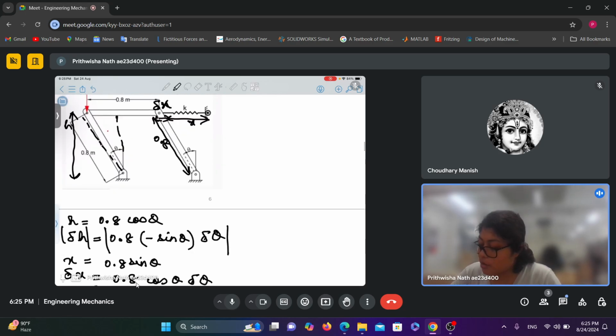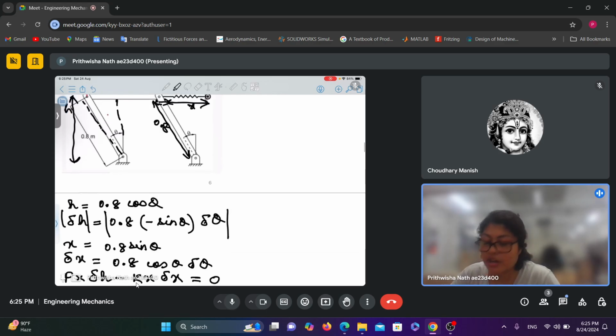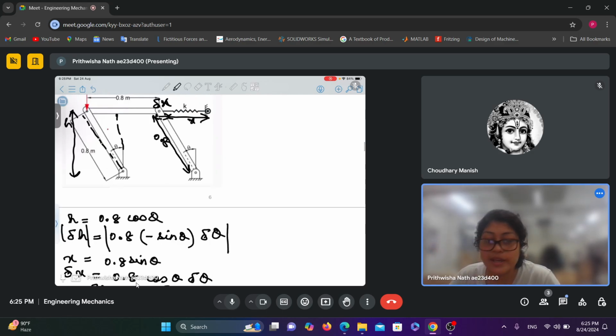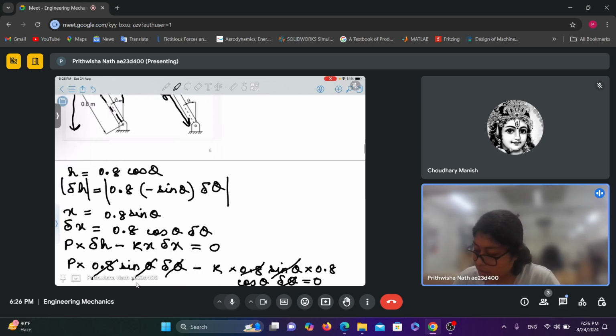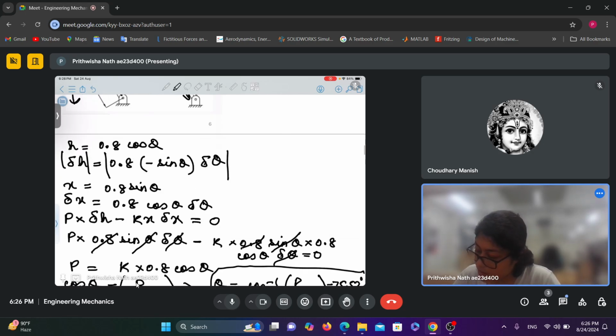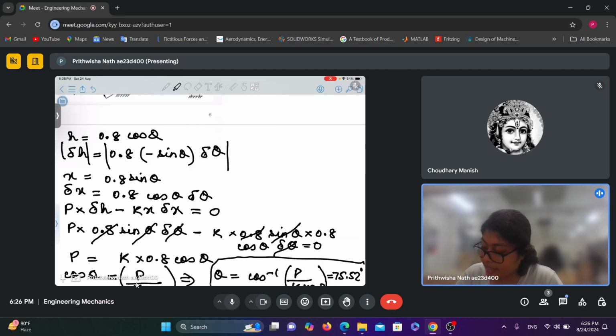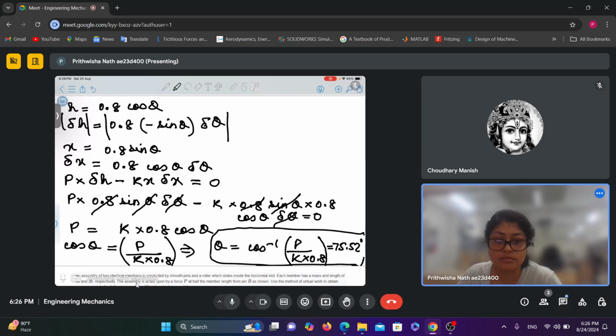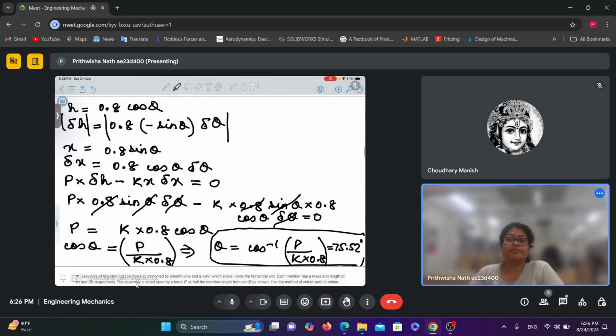So P is doing positive work because the displacement and the direction of force are in the same direction, whereas the spring is doing negative work because the displacement and the spring force are in opposite directions. So there will be a minus sign. I'll substitute the values for delta H, delta X and X, simplify this and get the angle theta. Did you understand this problem? Is there any problem understanding this?